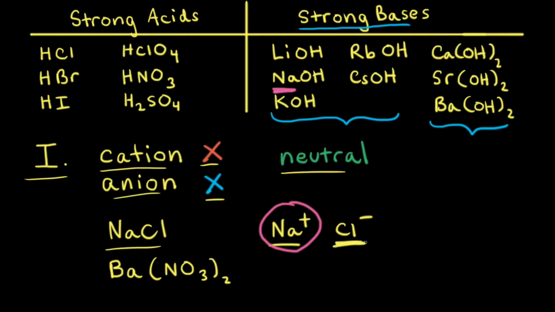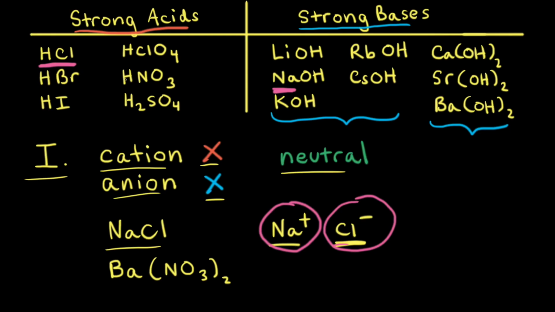Next, we think about the anion. To determine whether or not the anion will react with water, it's helpful to think about a list of common strong acids. If the anion is the conjugate base to one of the strong acids, the anion will not react with water. For example, in our case, we have the chloride anion, which is the conjugate base to HCl. Since Cl- is the conjugate base to HCl, Cl- will not react with water.